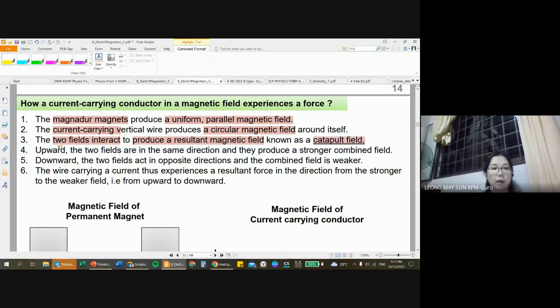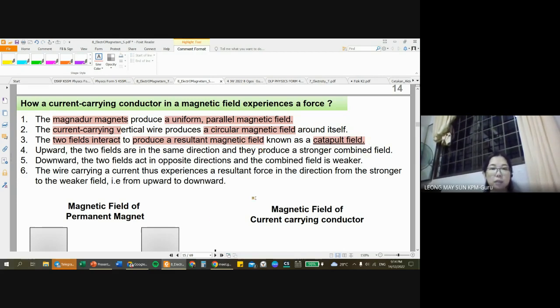So upwards, the two fields are in the same direction. Okay, this one is talking about the other thing. So what you need to understand is number one, two, and number three. The magnadur magnets are permanent magnets producing a uniform parallel magnetic field. Number two, the temporary magnet, which is created by a current carrying wire conductor, produces a circular magnetic field. The interaction between the two fields will create a resultant magnetic field known as the catapult field.